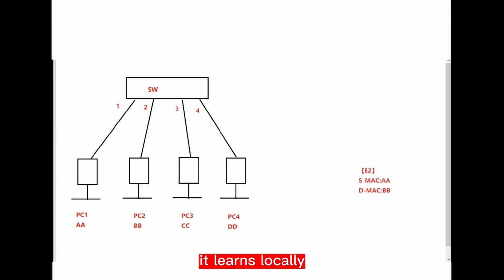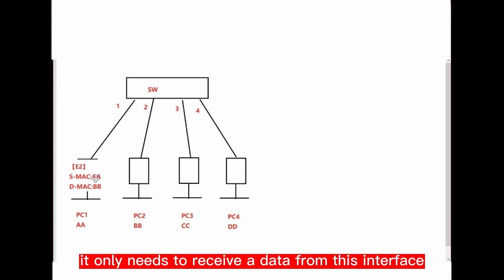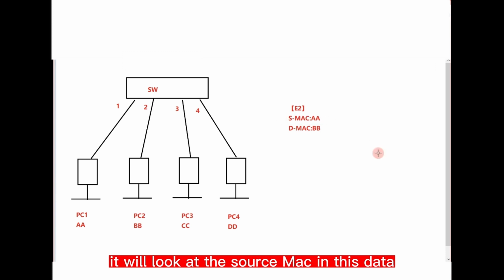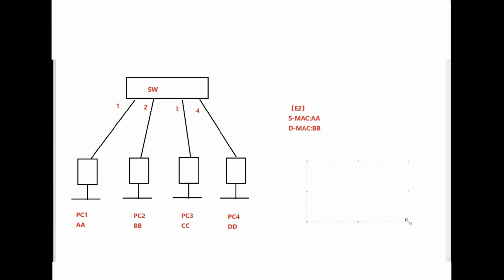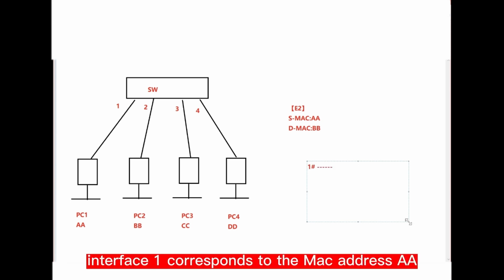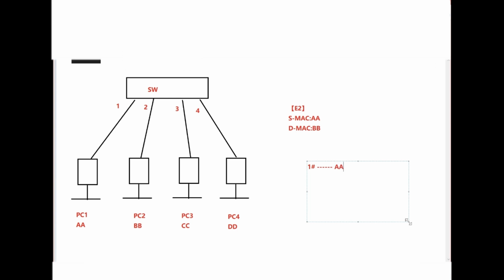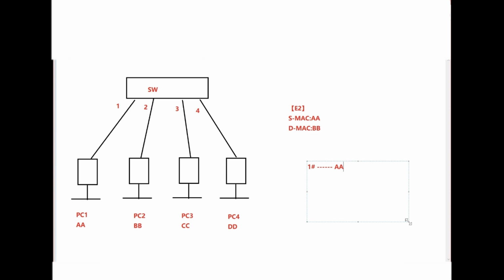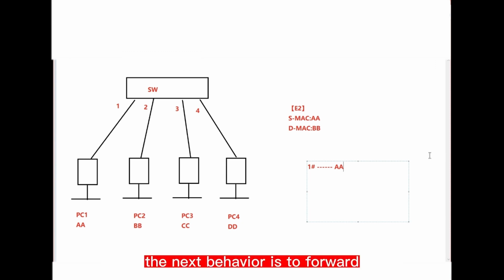It learns locally. It only needs to receive data from an interface. It will look at the source MAC in this data and record it in the local MAC address table. So it will now record that interface 1 corresponds to the MAC address AA. It learns like this. The first behavior after it receives the data is called learning. The next behavior is to forward.